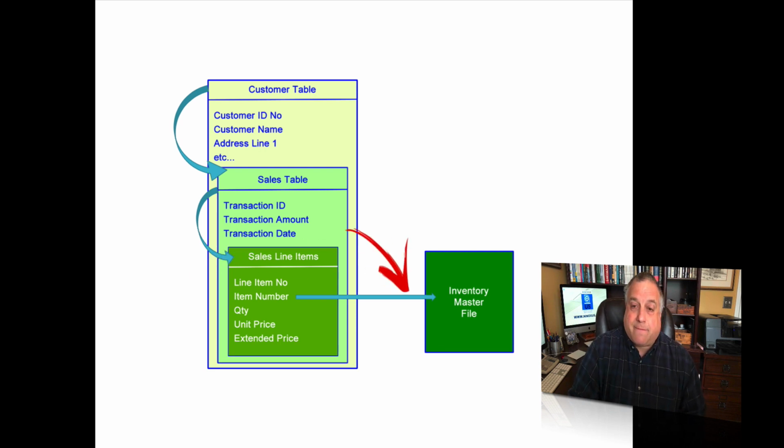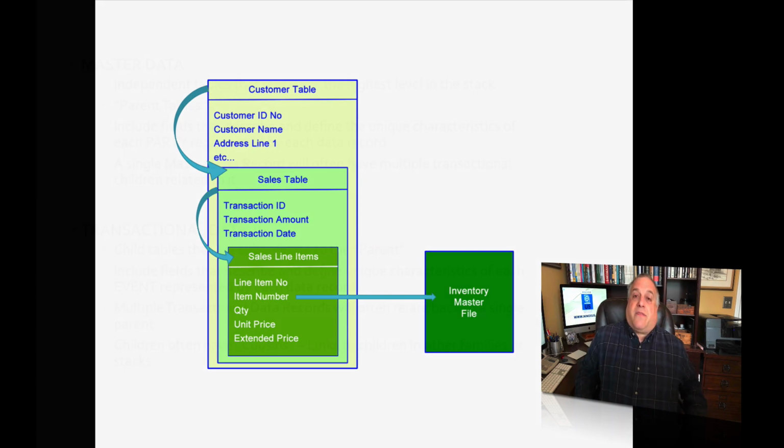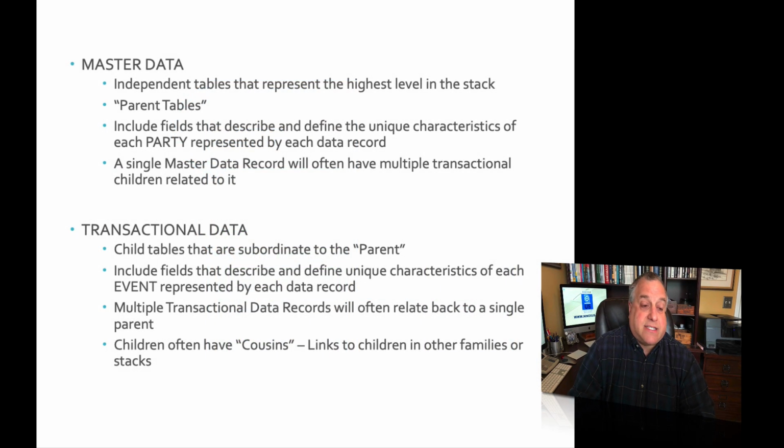We see a parent customer table with a child and a grandchild, where the grandchild is linked to the parent of another family or stack. Two other terms that I want us to be very comfortable with are the concepts of master data and transactional data. Now, a moment ago, we were talking about tables, stacks of tables, parent tables, child tables. Now I want to talk about the specific kinds of content or data that exists within a table, because the nature of that content will often determine what kind of table it is and what kind of links and relationships we have coming from and coming to each individual table.